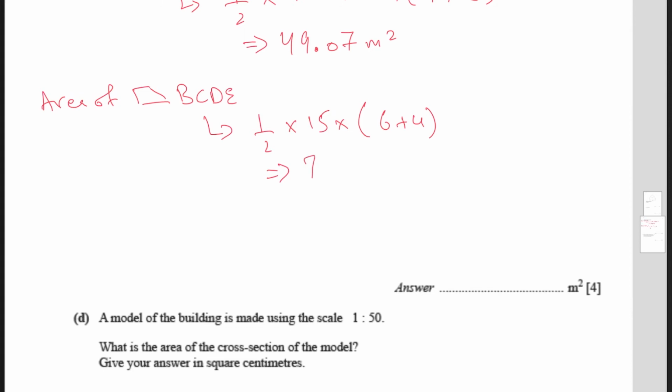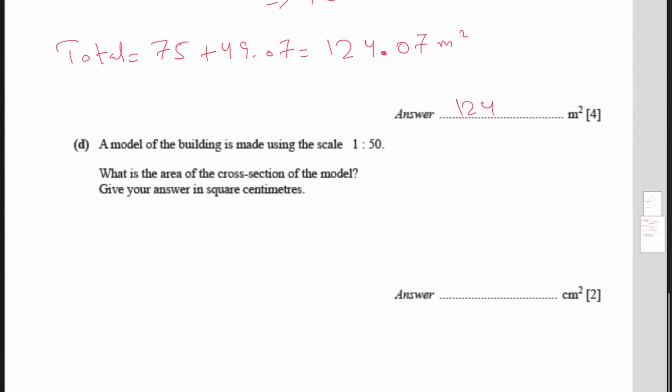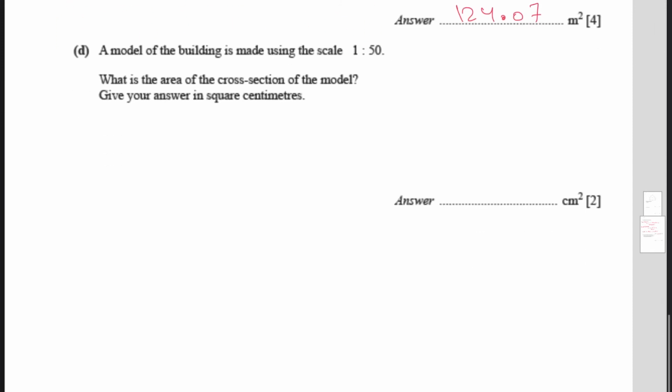75 meters square. Okay, so the total area would be when you add 75 and 49.07, you'll get the total area. So let's do that. 49.07 added to this gives us 124.07 meters square. So you write it over here, 124.07 meters square.